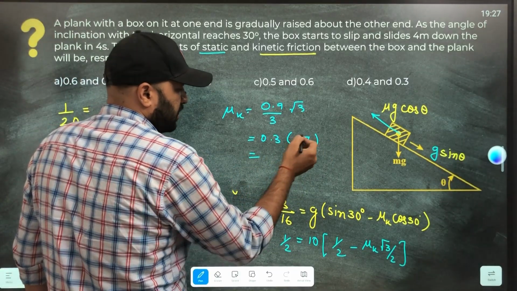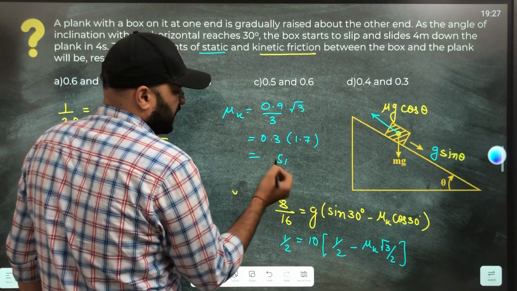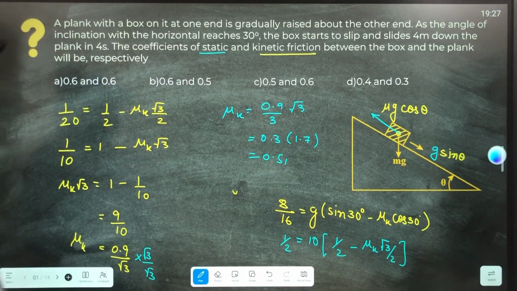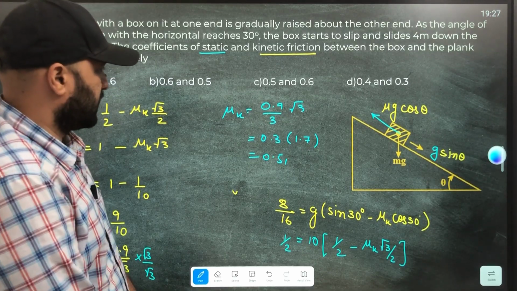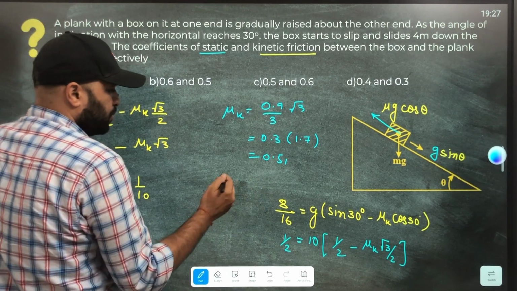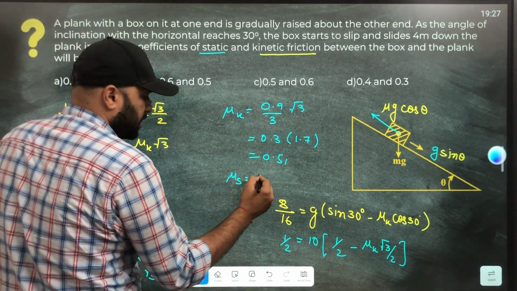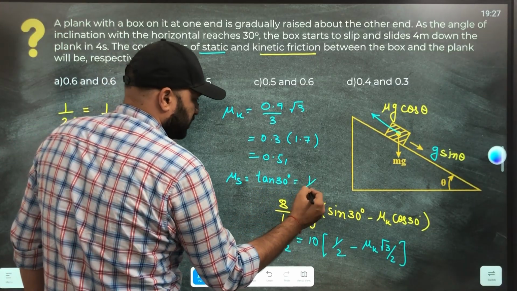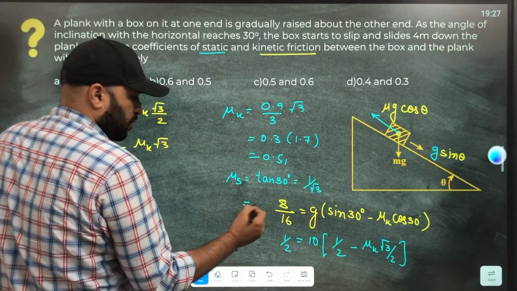3 7s are 21. 3 1s are 3 and 2, 0.5. Okay. So 0.5 approximately. Okay. So both are nearly 0.5. So I think we have to check for the mu s once again. So mu s, static friction, if you remember, it was tan of angle 30. So tan 30 degree is 1 by root 3. Let's find a closer value.